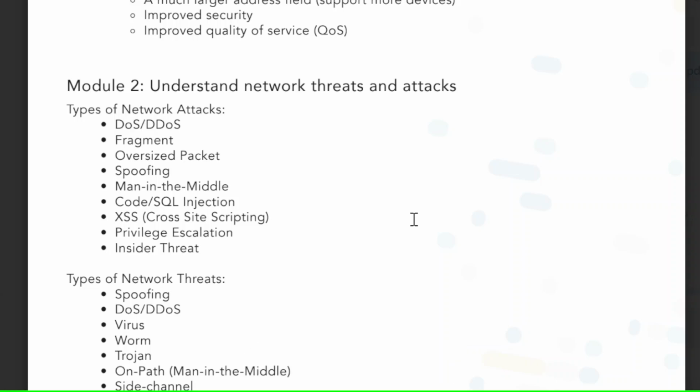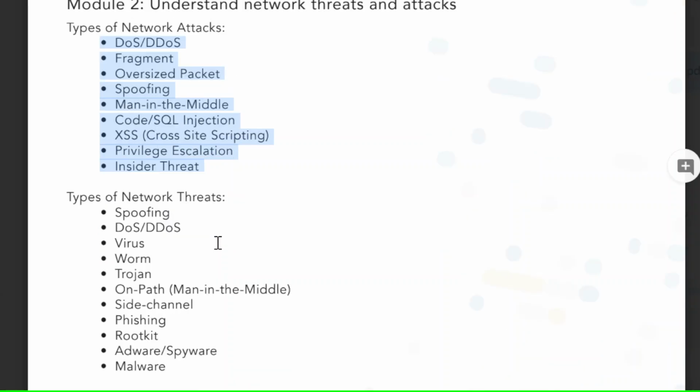Under module 2, understand network threats and attacks. Under this type of network attacks, we have DoS, DDoS, fragmented and oversized packets, snooping, man-in-the-middle attack, code and SQL injection, cross-site request forgery, privilege escalation, and insider threat. All these types of web-based attacks we have seen in the previous chapters.